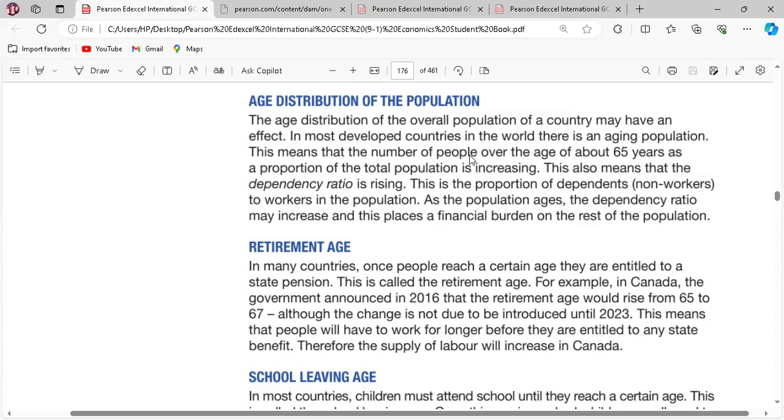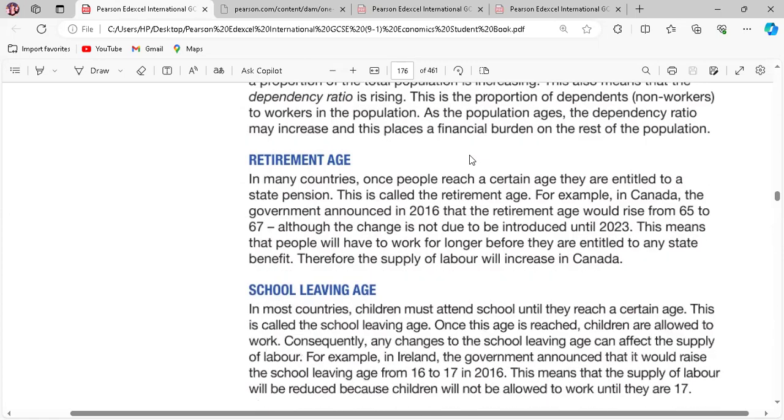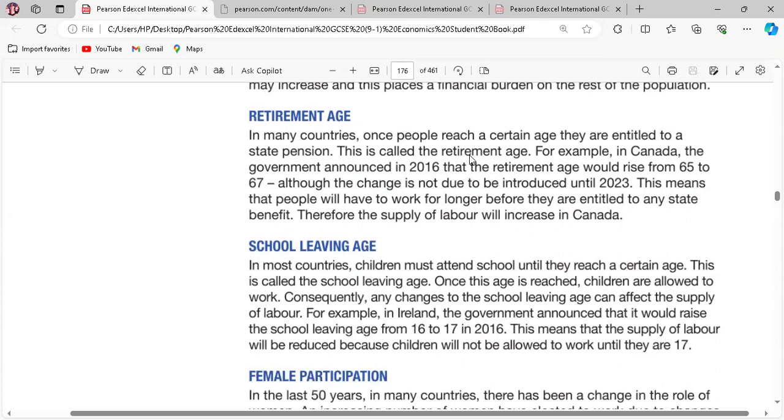The fourth one, retirement age. In many countries, once people reach a certain age, they are entitled to a state pension. This is called the retirement age. For example, in Canada, the government announced in 2016 that the retirement age would rise from 65 to 67. Although the change is not due to be introduced until 2023, this means that people will have to work for longer before they are entitled to any state benefit. Therefore, the supply of labor will increase in Canada.